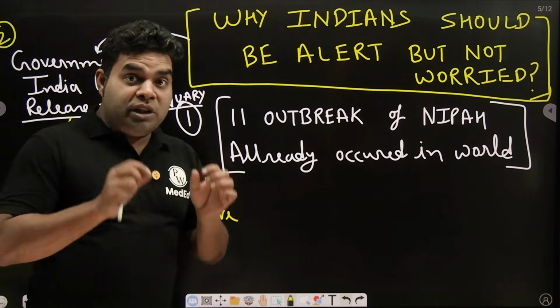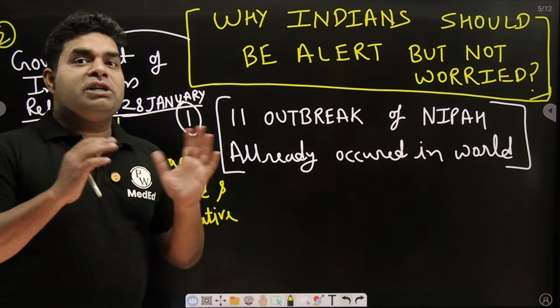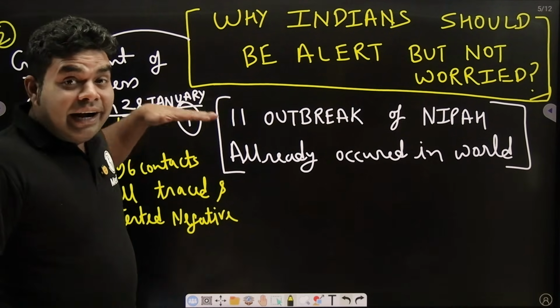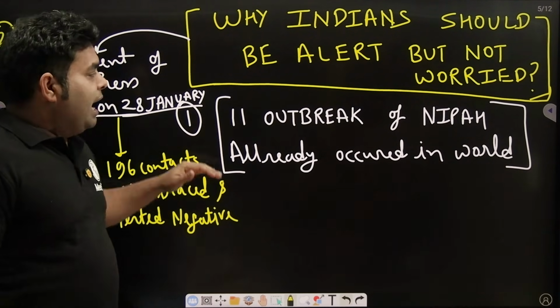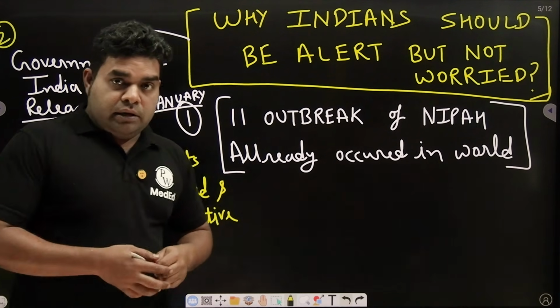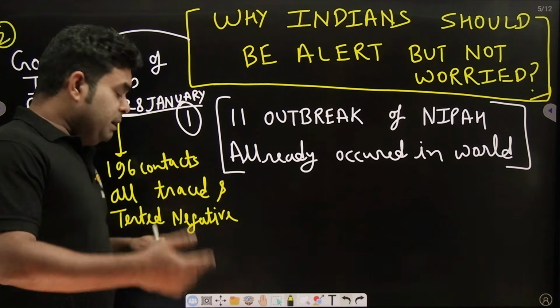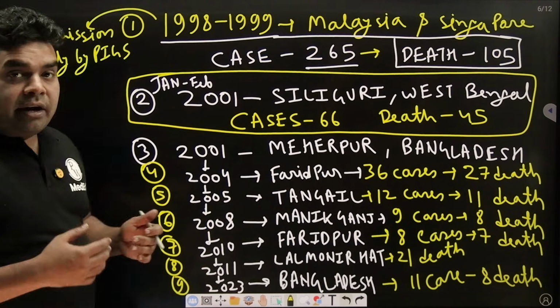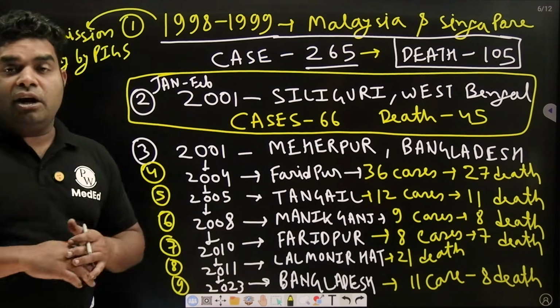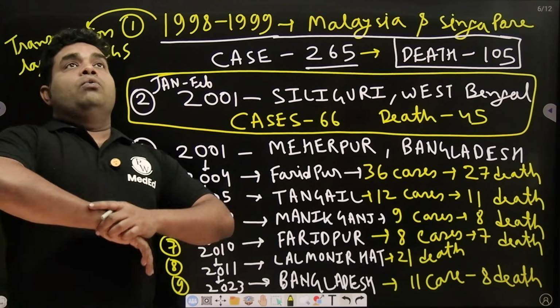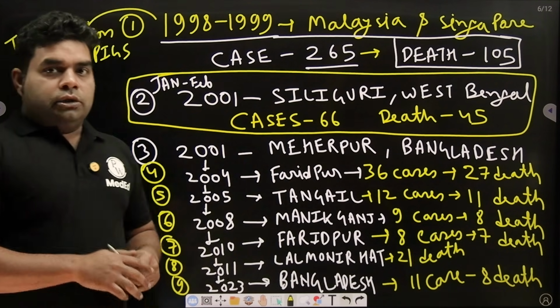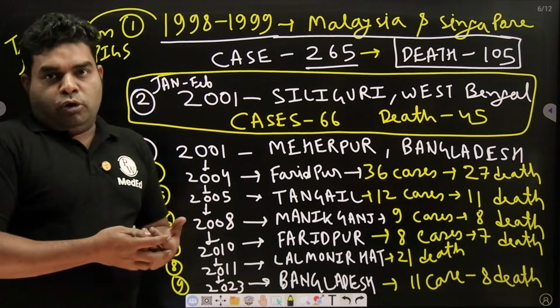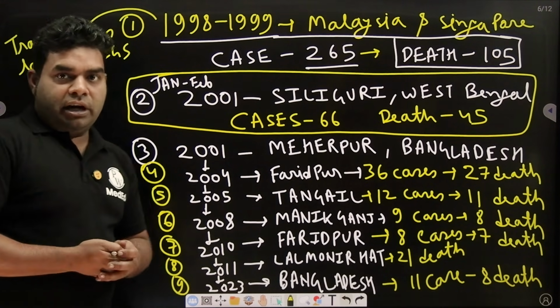So let me give you the real logic why we should not be so worried, because already 11 outbreaks of Nipah have occurred in the world. And many of the people who are not from a medical background are hearing about Nipah for the first time. It means none of the time it caused a wide-level pandemic. So it can be contained this time also, if it has been contained already 11 times earlier.